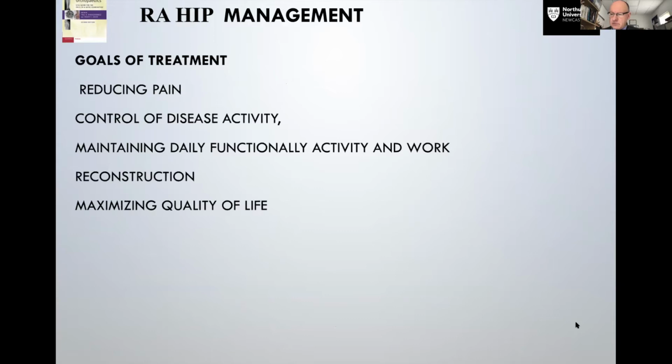In broad terms, you may want to discuss goals of treatment, especially if you start to struggle. It's quite nice just to say my goals of treatment with rheumatoid disease would be reducing pain, control of disease activity, maintaining daily functional activity and work, surgical reconstruction, and maximizing quality of life.